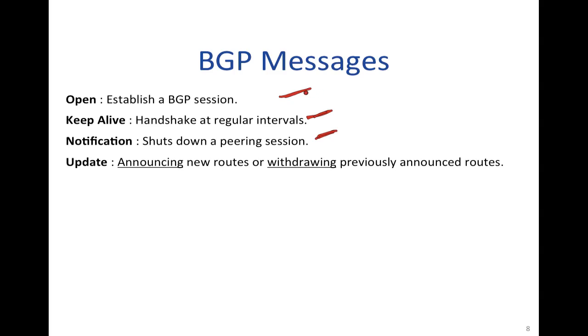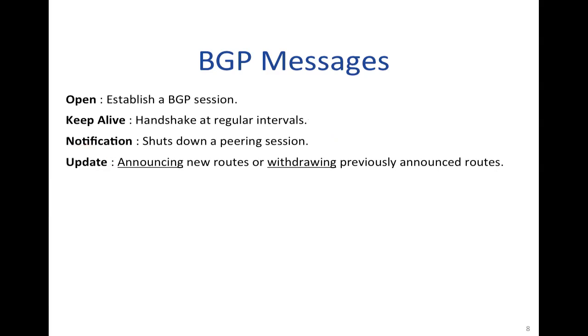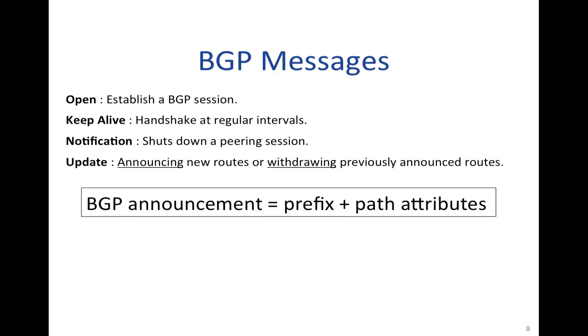The ones that actually announce and then withdraw routes are the update messages, and these are the most important ones. They announce new routes or they withdraw ones that were previously announced. We saw an example of that earlier with the advertisement of the particular path for a prefix. An announcement basically consists of the prefix and then the path attributes. So it'll be the path of ASs and then attributes associated with it. And we'll see an example of that now.